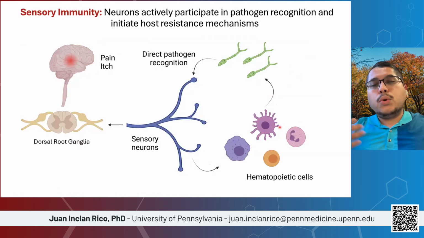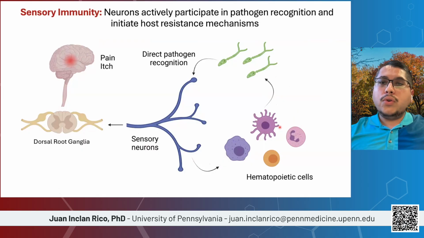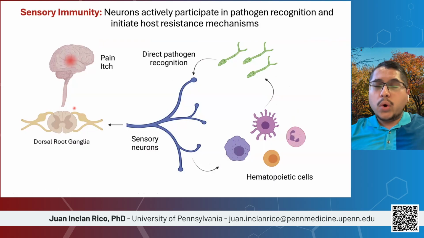And with this in mind, I actually want to propose this concept of sensory immunity, in which we propose that neurons actively participate in the early recognition of pathogens that try to enter the mammalian host, for example, from the skin. This direct recognition of pathogens can quickly be sensed by sensory neurons, and they send these signals to the central nervous system, where they're interpreted as these annoying reactions such as pain or itch, but they are also really important to activate those skin-resident or tissue-resident immune cells to be able to promote immunity against these pathogens.